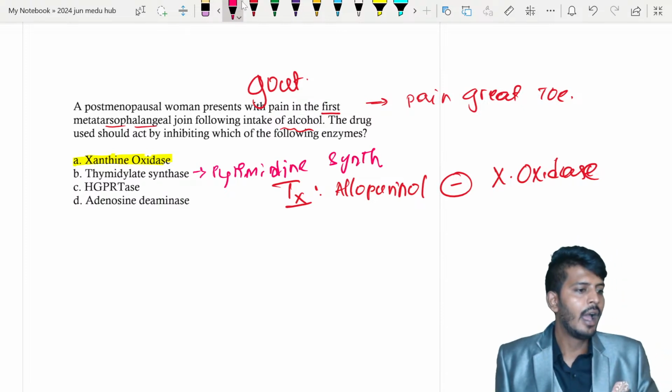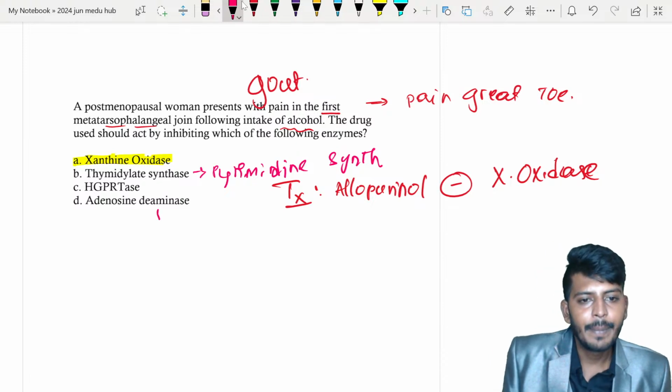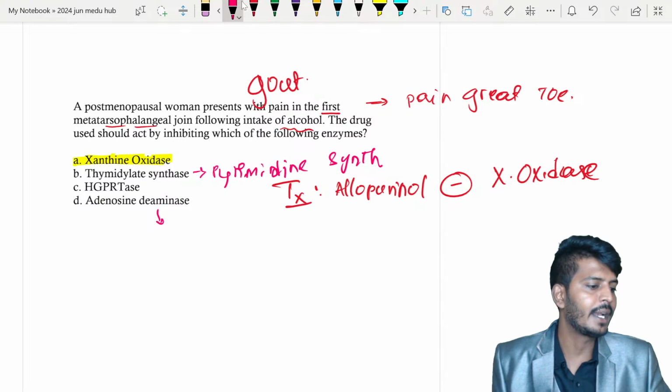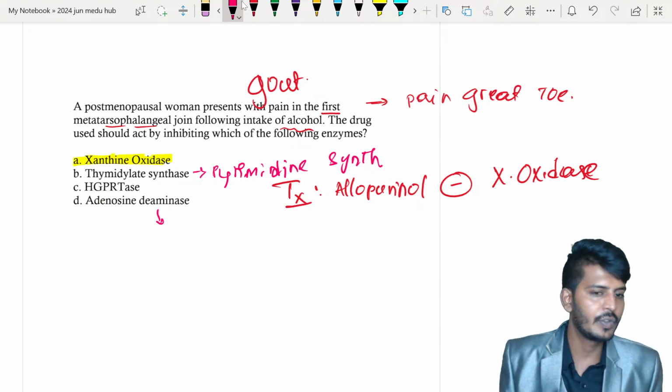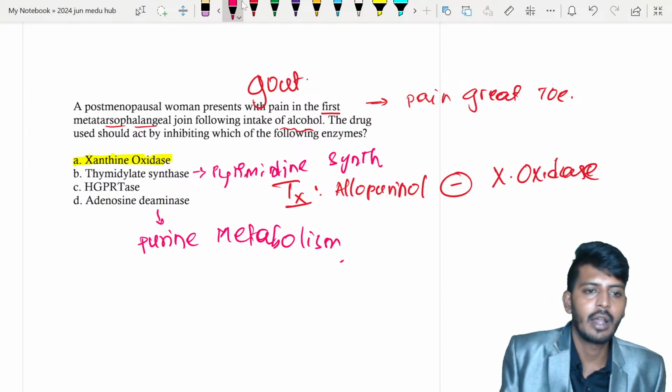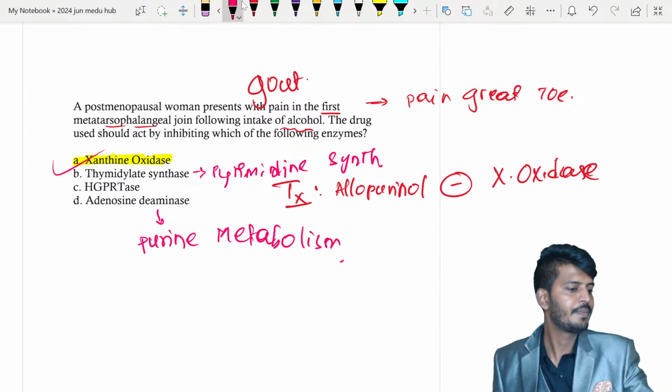Okay, all right, adenosine deaminase कहाँ पे काम आता है? Adenosine deaminase plays a role in the breakdown of purine metabolism. हो गया, all the enzymes done. चलो, the answer is xanthine oxidase.